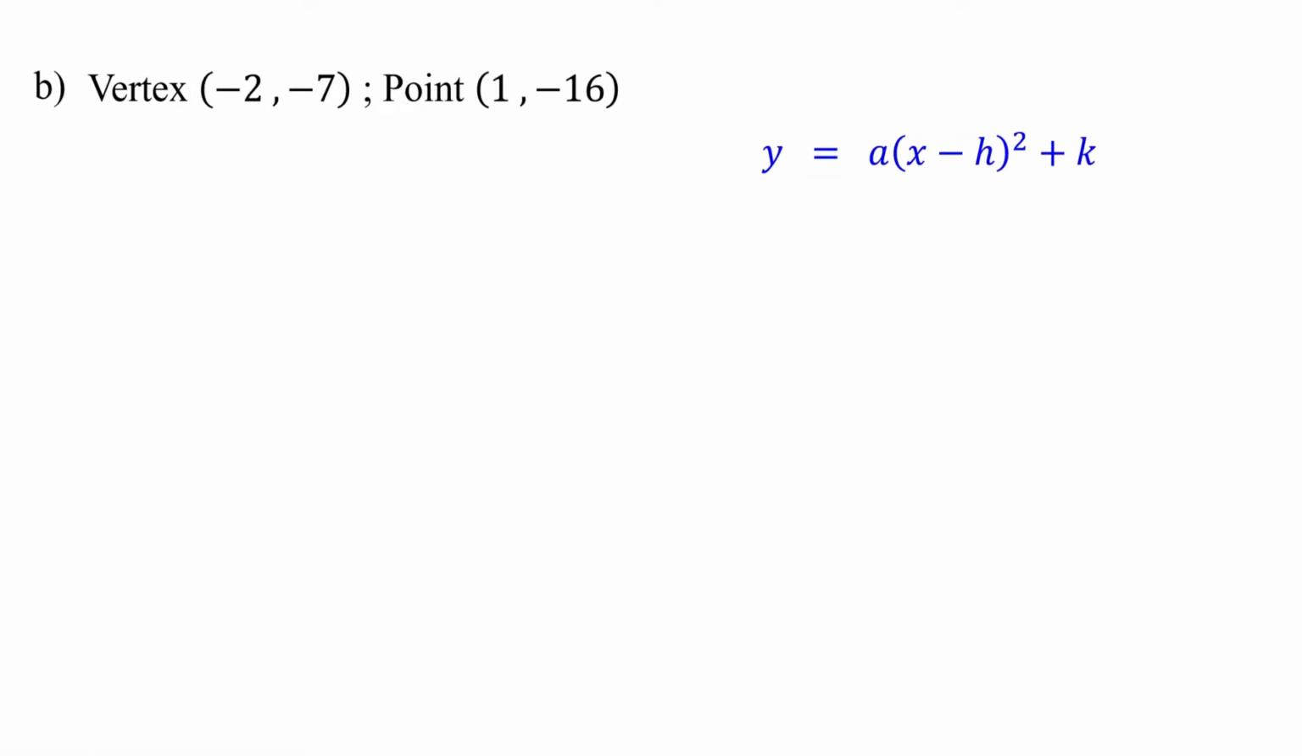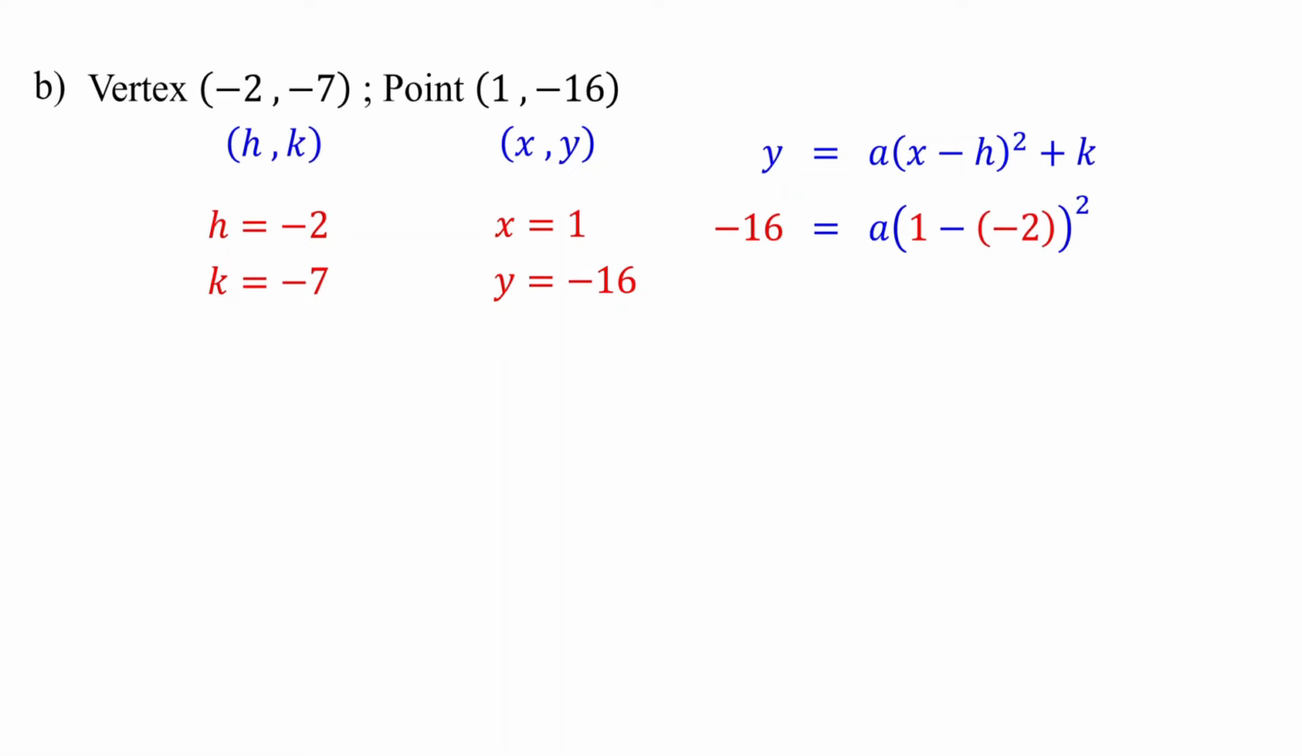Start with the vertex form of a quadratic function. H, k represents the vertex of the parabola, and x, y represents a point on the parabola. So, h equals negative 2 and k equals negative 7. X equals 1 and y equals negative 16. Next, substitute these values into the equation and solve for a.